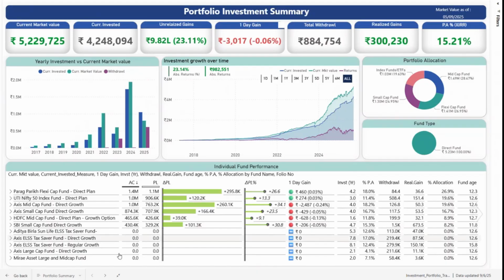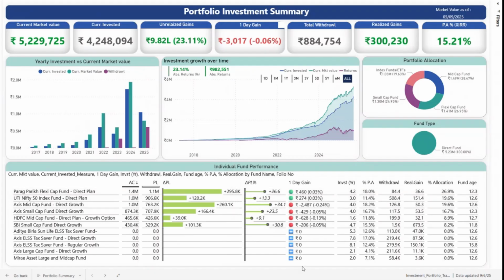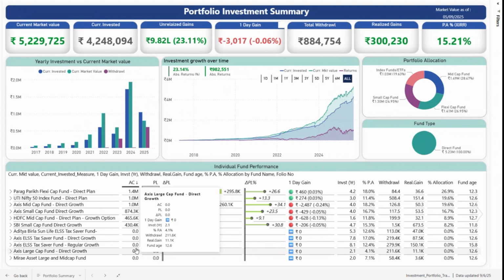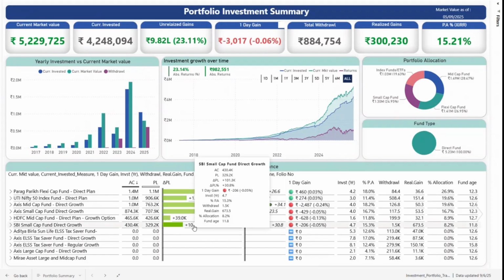This column represents my current market value of each fund and what the current investment was against it, and the P/L indicates the absolute gain I was getting for it, and the absolute gain percentage. Considering this, I could see Parag Parikh is the highest return I got so far, which is 26%, whereas in SBI Small Cap, I got 30 percent, but the amount of investment is lesser. That's the reason, even though the percentage is on the higher side, the overall return is lesser.